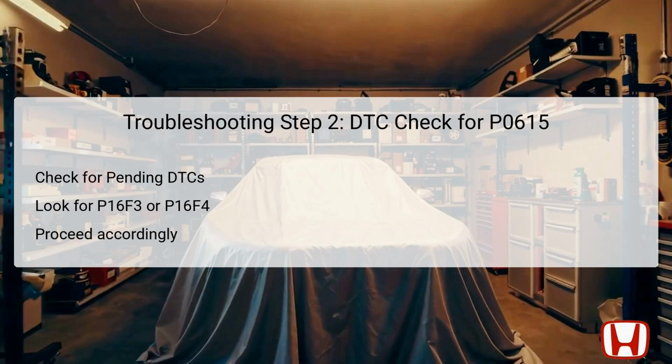Specifically, verify if error codes P16F3 and P16F4 appear, as these relate directly to the starter cut relay control circuits experiencing low voltage issues. If either of these codes is indicated, you will need to address those, as they can point to additional problems in the circuit that require rectifying. If there are no additional codes, then proceed to the next step to isolate potential failure areas.